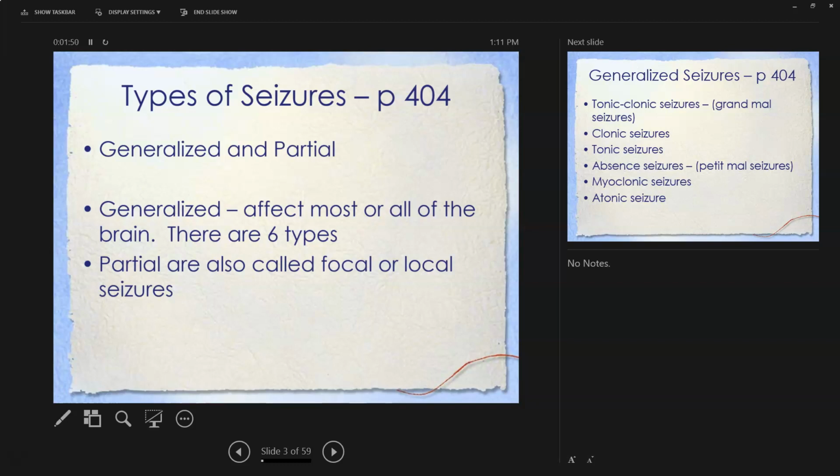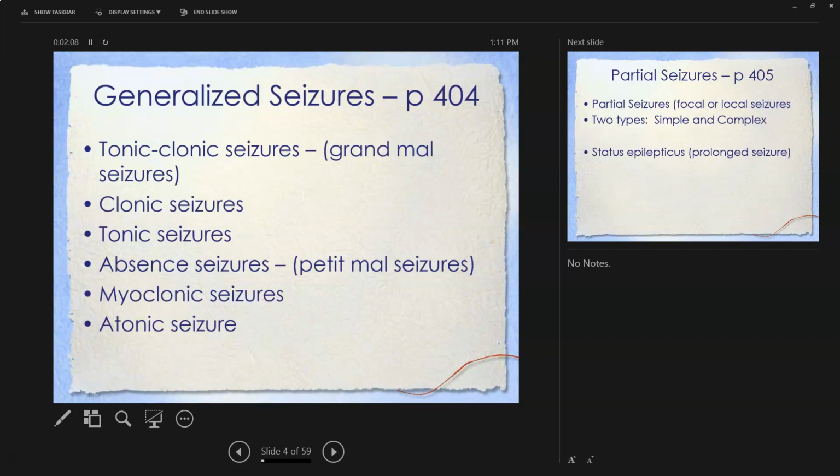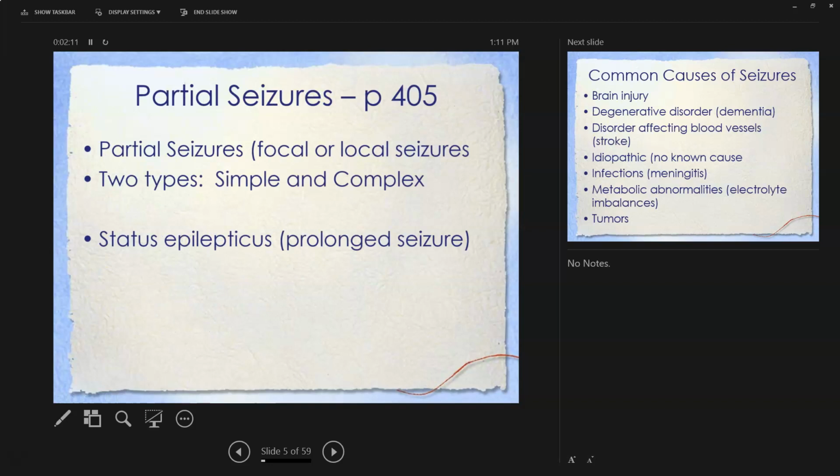In that chart on 404, it talks about tonic-clonic, which is what we call the grand mal seizure. There's the tonic, the atonic, absent or petit mal, myoclonic, and clonic. And you need to know those types of seizures, and they're listed here. Partial seizures are focal or local seizures, and there are 2 types, simple and complex. And then there's status epilepticus, and that is a prolonged seizure.